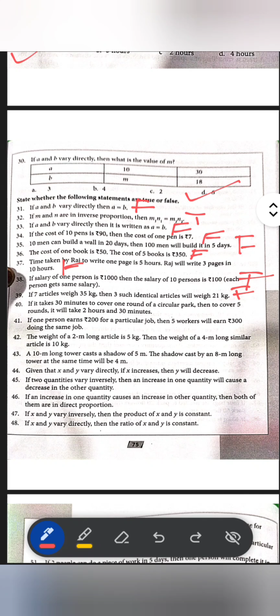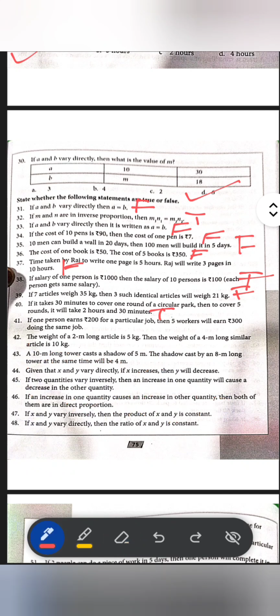First it is said that for one round it will take 30 minutes. For 5 rounds it should take what? 30 into 5 is equal to 150 minutes. And 150 means what? That is 2 hours, which is 120 minutes, and 30 minutes. Yes, so this one is correct. This is the true statement. 2 hours 30 minutes is equal to 150 minutes.